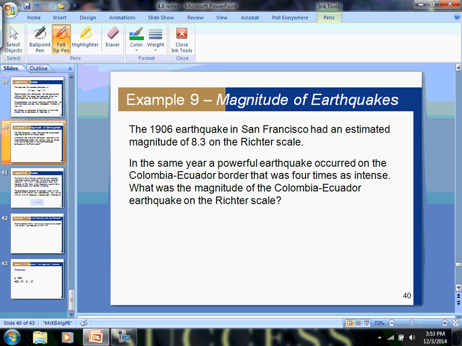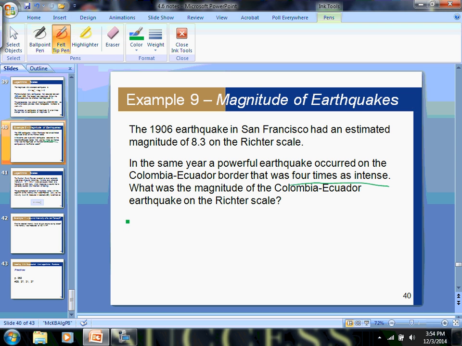So using his formula then, we don't really have to completely understand how much the magnitude scale is changing. We just need to know that for this situation, in 1906 in San Francisco, there was an earthquake of an 8.3 on the Richter scale. And then in the same year, there's another earthquake in Colombia, or on the Colombia-Ecuador border, and it was 4 times as intense. So what was the magnitude of the Colombia-Ecuador earthquake on the Richter scale?